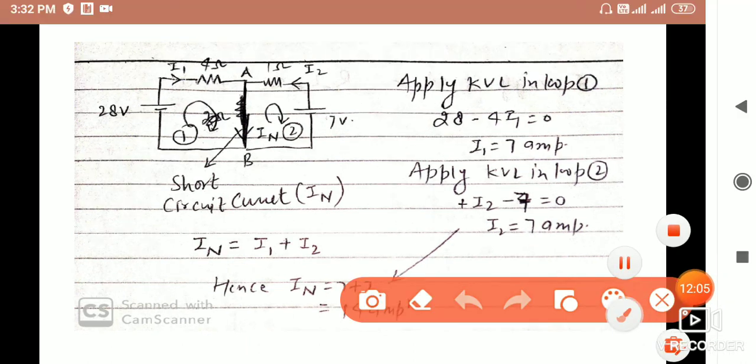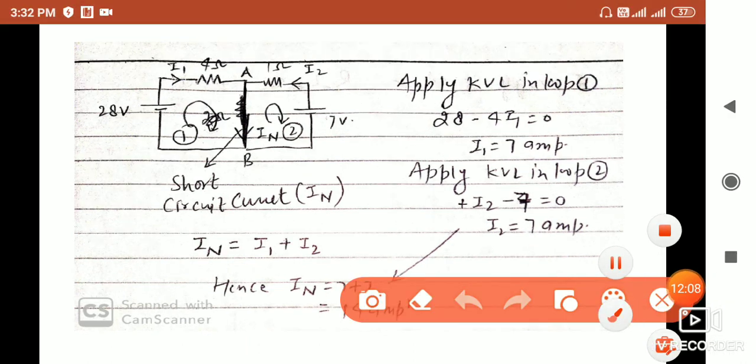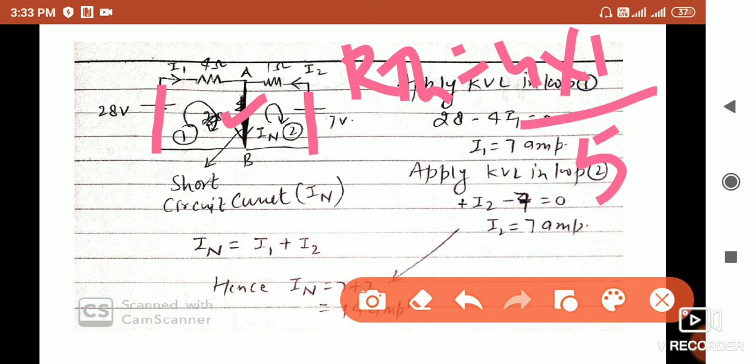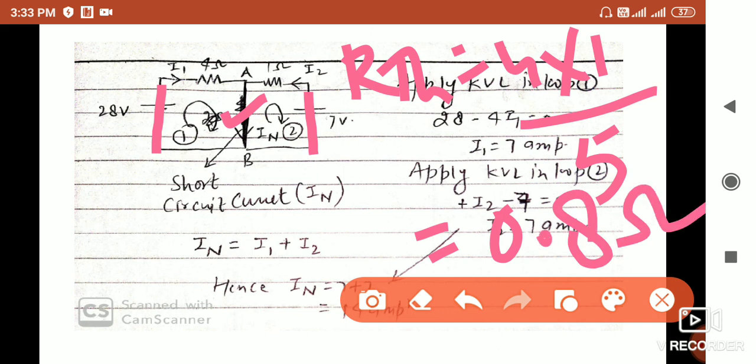So this is our circuit, 28 volt, and this is the 7 volt. Finding RTH is very easy. When we find RTH, A and B should be open. When we open, and the sources are shorted, 4 ohm and 1 ohm will be parallel to each other across AB. So RTH will be 4 into 1 upon 4 plus 1, which means 4 upon 5, that is 0.8 ohm. So finding RTH is very easy.